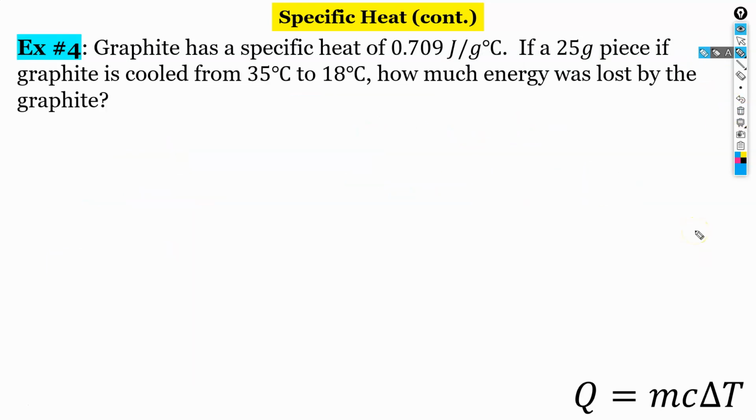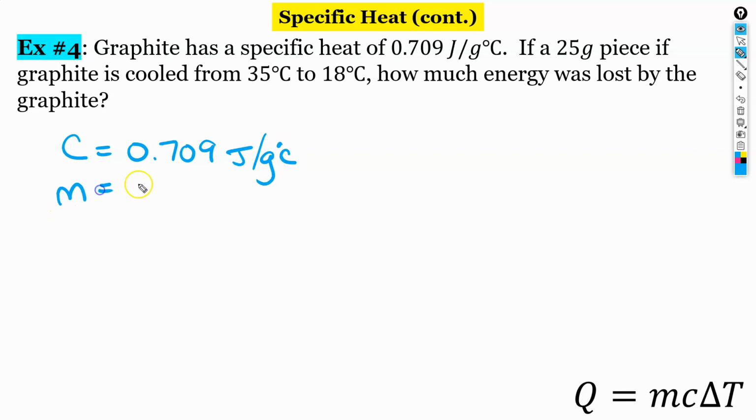All right, good old graphite has a specific heat value of 0.709 joules over grams degrees Celsius. If a 25-gram piece of graphite is cooled from 35 degrees to 18 degrees, how much energy was lost by the graphite? So we're looking for energy, so that's going to be our Q value. So our C is 0.709 joules over grams degrees Celsius. Our mass here is 25 grams.